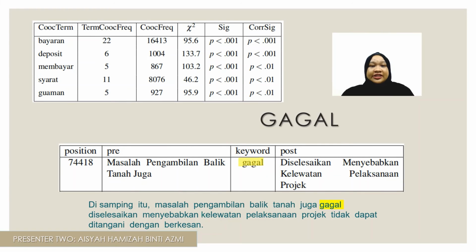In one of the sentences that corresponds with term gagal, it appears in the audit's opinion about the Pen-Borneo Highway construction project in Sabah for the Lahad Datu bypass range. This particular sentence explains the cause of the project delay.